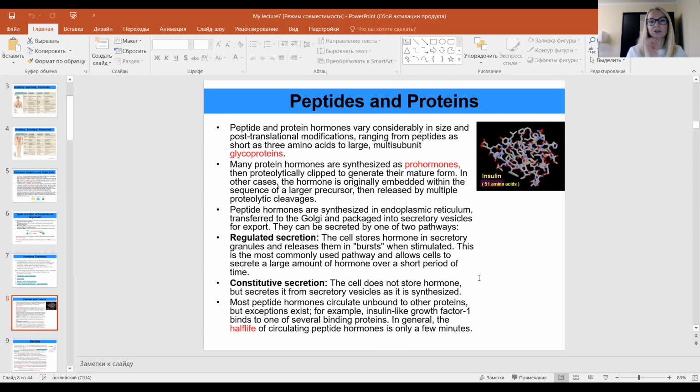Most peptide hormones circulate unbound to other proteins, but exceptions exist. For example, insulin-like growth factor 1 binds to one of several binding proteins, and in general, the half-life of circulating peptide hormones is only a few minutes.